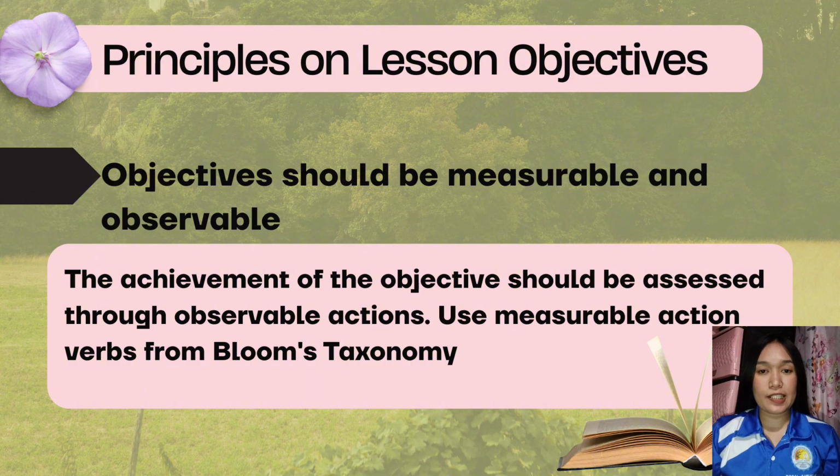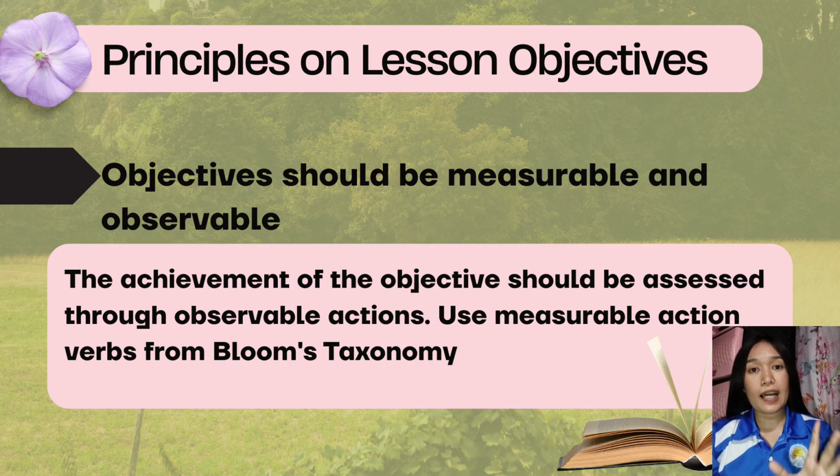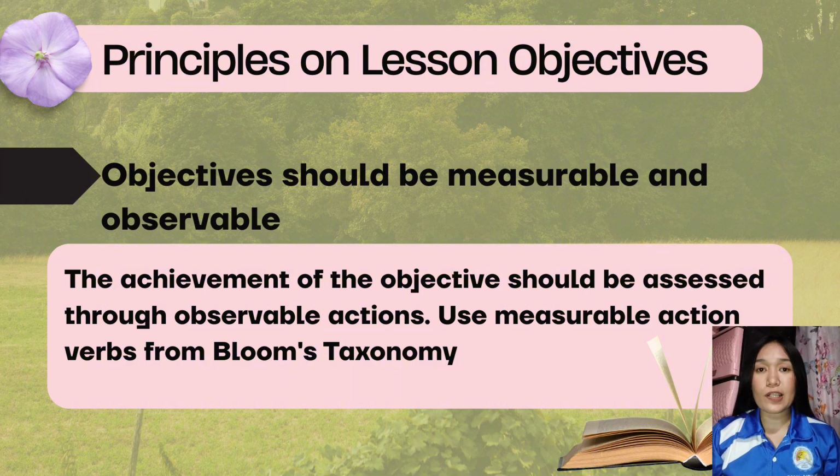Moving on to the third principle, objectives should be measurable and observable. This means that after the lesson, the teacher should be able to clearly see or measure what the learners can do. We should also avoid vague words such as understand or know because these are difficult to observe directly. This is where Bloom's taxonomy becomes useful. It provides action verbs that help us write clear and measurable objectives such as identify, describe, classify, construct, analyze, and evaluate. These verbs show a specific action that learners are expected to perform.